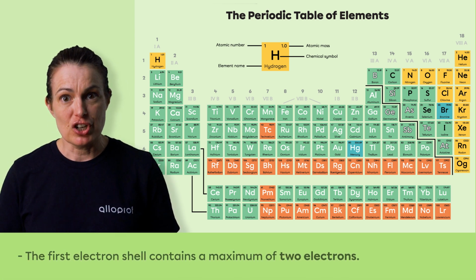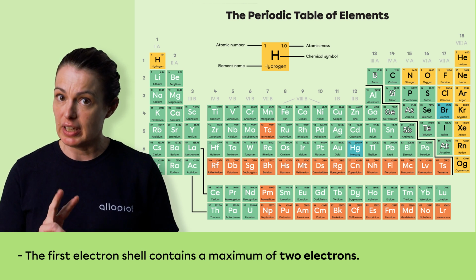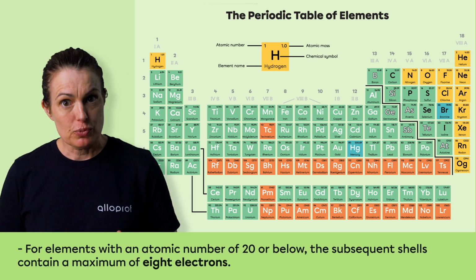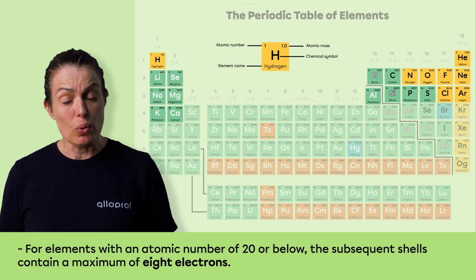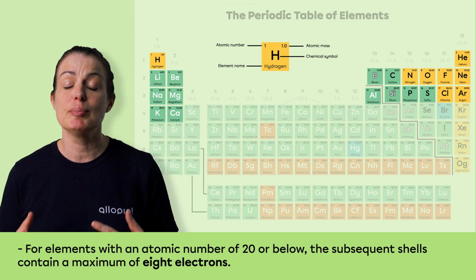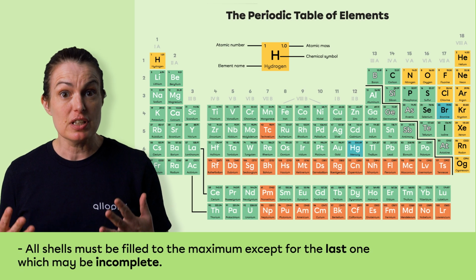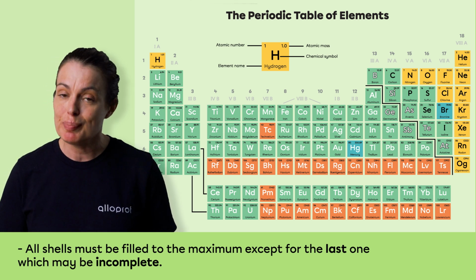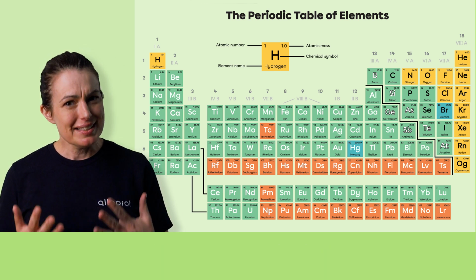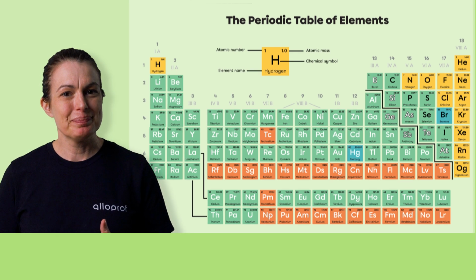The first electron shell contains a maximum of 2 electrons. For elements with an atomic number of 20 or below, the subsequent shells contain a maximum of 8 electrons. And all shells must be filled to the maximum except for the last one, which may be incomplete. Let's see how to do this in a few steps.